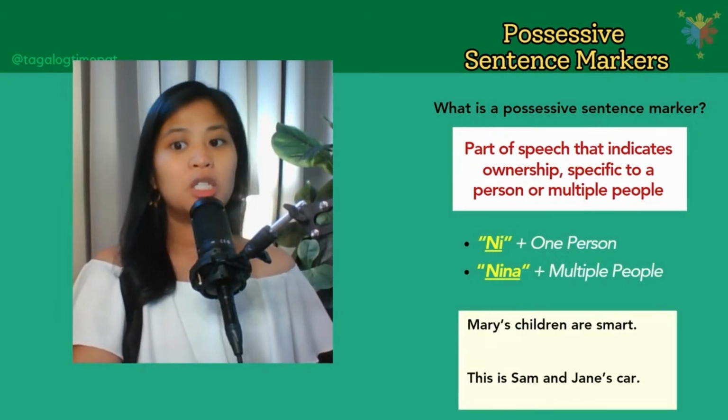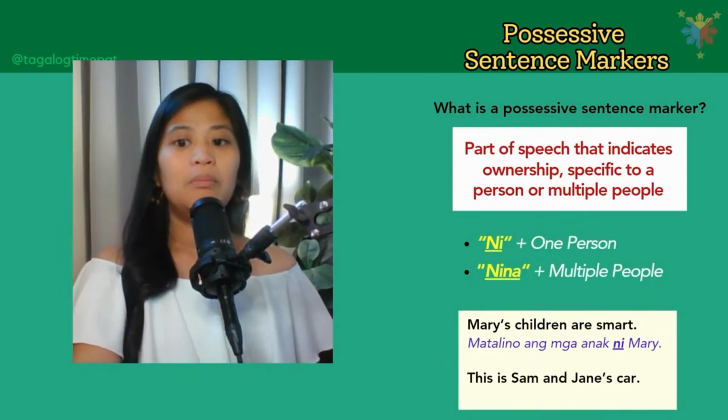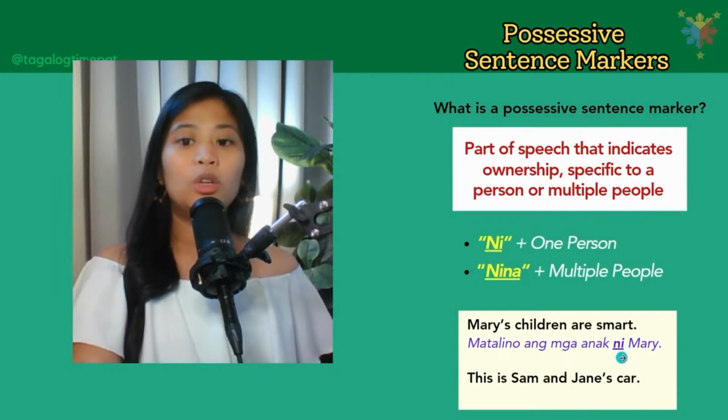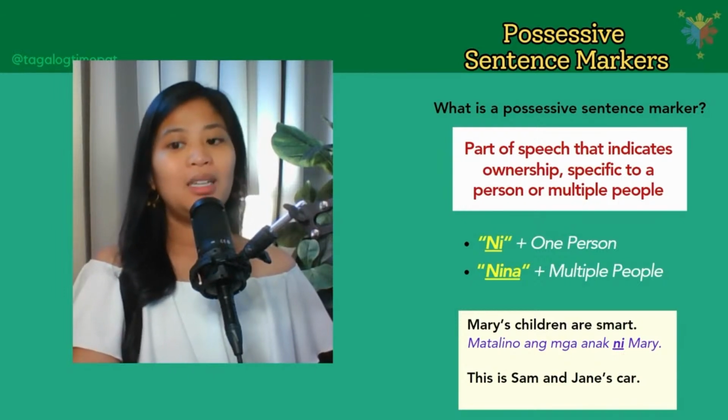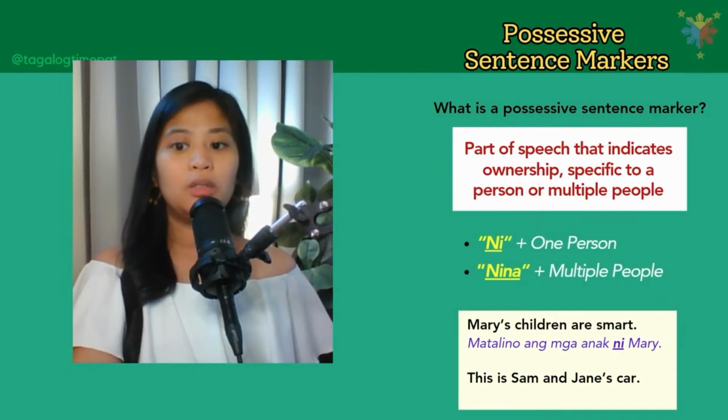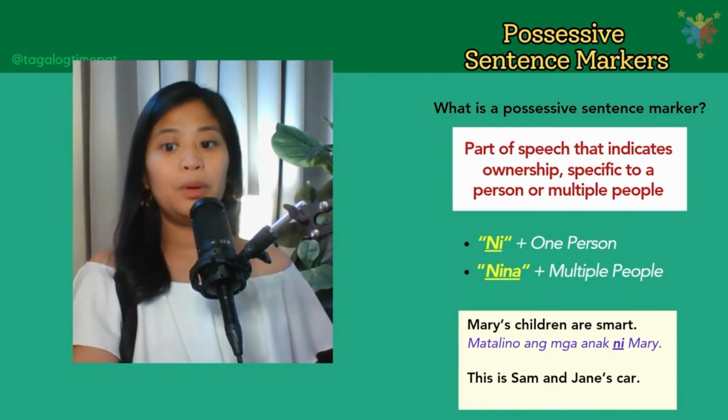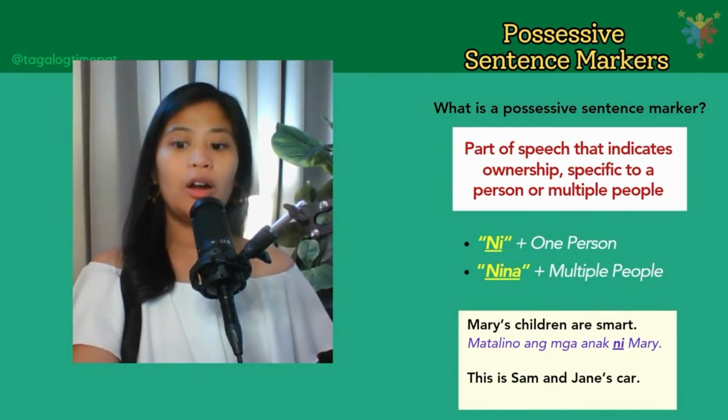Mary's children are smart. So it's just one person. It's Mary. It would be, matalino ang mga anak ni Mary. So this is the same sentence structure. It's the adjective, then it's the word ang, then it's the object. And instead of a pronoun, now we're adding someone's name. And in order to do that, we have to use this possessive sentence marker, ni, because it's just one person. Matalino ang mga anak ni Mary. Mary's children are smart.